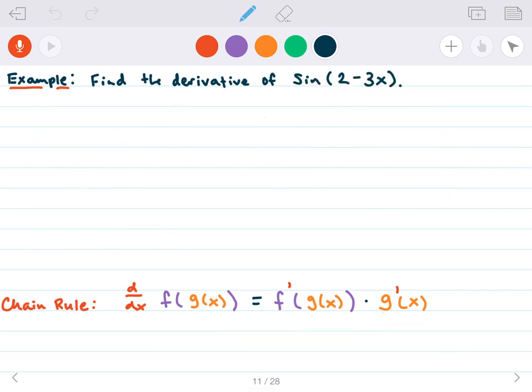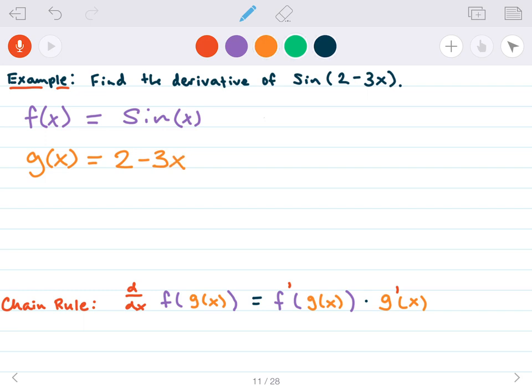All right, let's do something like this. So the derivative of sine we know is cosine. So the first thing is, what is my outer function? My outer function is the sine of something. What is that something? Well, that's my inner function, g of x. That something is 2 minus 3x.